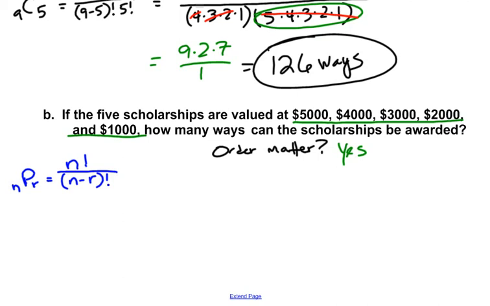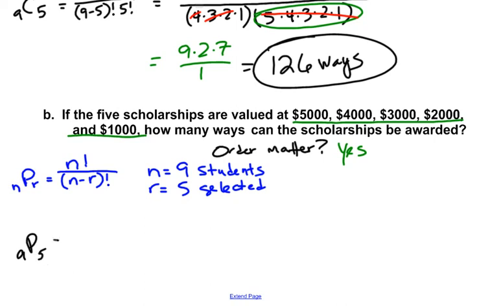So in this case, n is still the 9 students that applied for the scholarship, and r is still the 5 selected. But because the order matters, we're going to get a bigger number of options for the selection process. So let's look and see what this comes out to be. This would be 9 students, and we're selecting 5, so that would be 9 factorial over 9 minus 5 factorial.